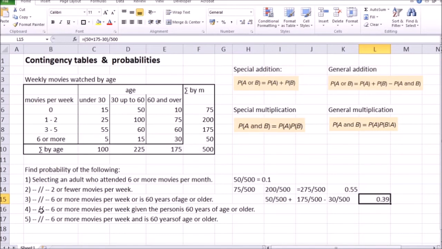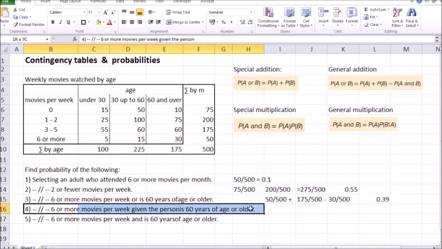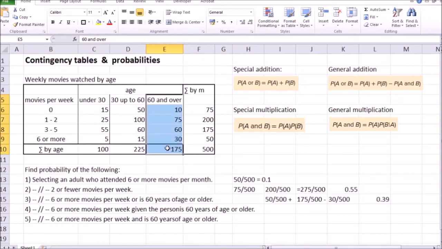Next, moving on to question number 4. Find the probability of selecting any random adult who has attended 6 or more movies per week, given that the person is 60 years of age or older. This question requires us to find a conditional probability. Given that we're only looking at the respondents who are in this age category, we want to find the probability of a respondent from this group watching 6 or more movies per week. The total number of respondents within this group is only 175.